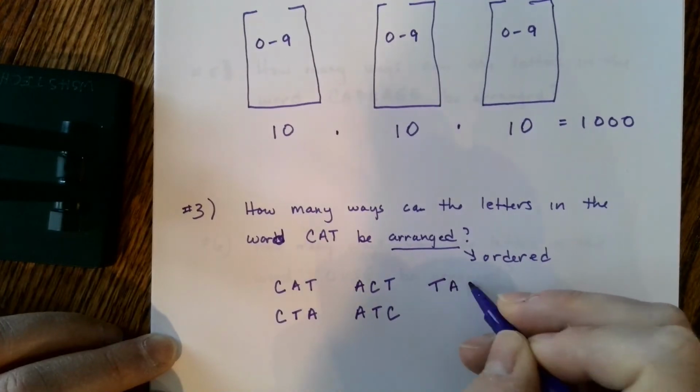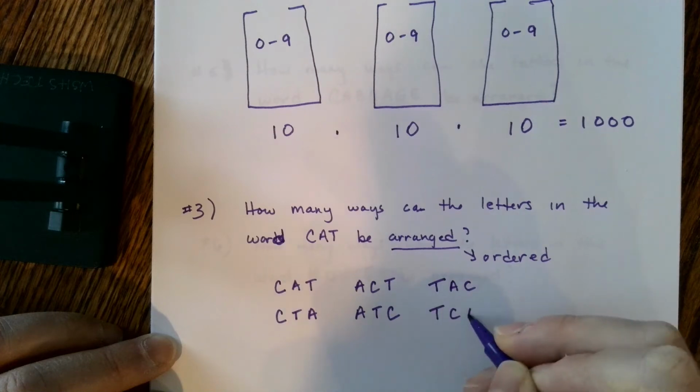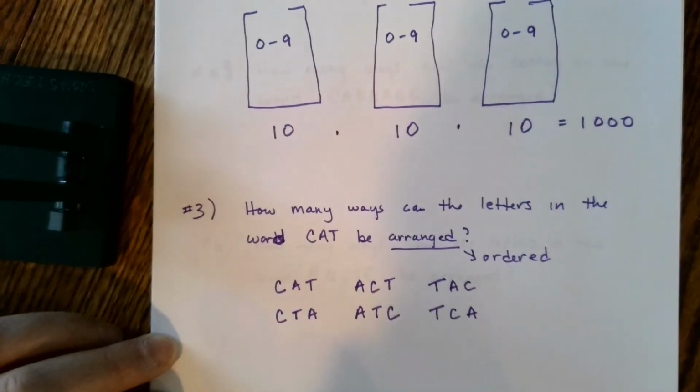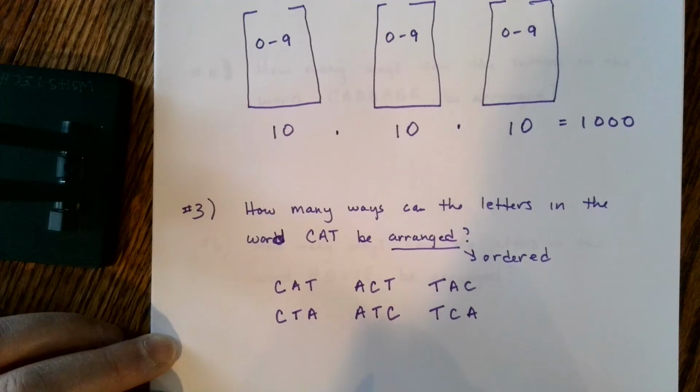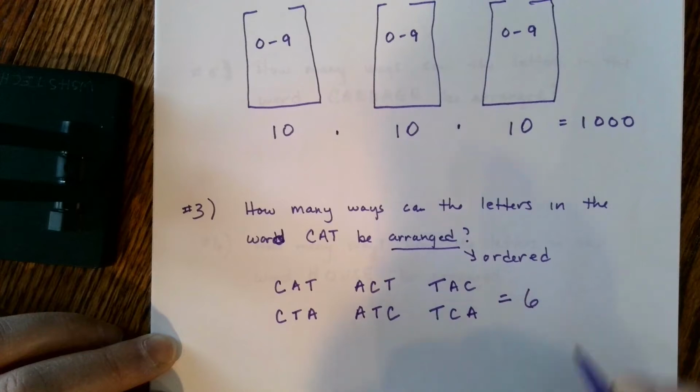Then I have the A and the C left over, or T and the C and the A left over. Now there are no other arrangements in the word cat that can be possible. So if I count them up, 1, 2, 3, 4, 5, 6, the answer to the question is there are 6 possible arrangements of the letters in the word cat.